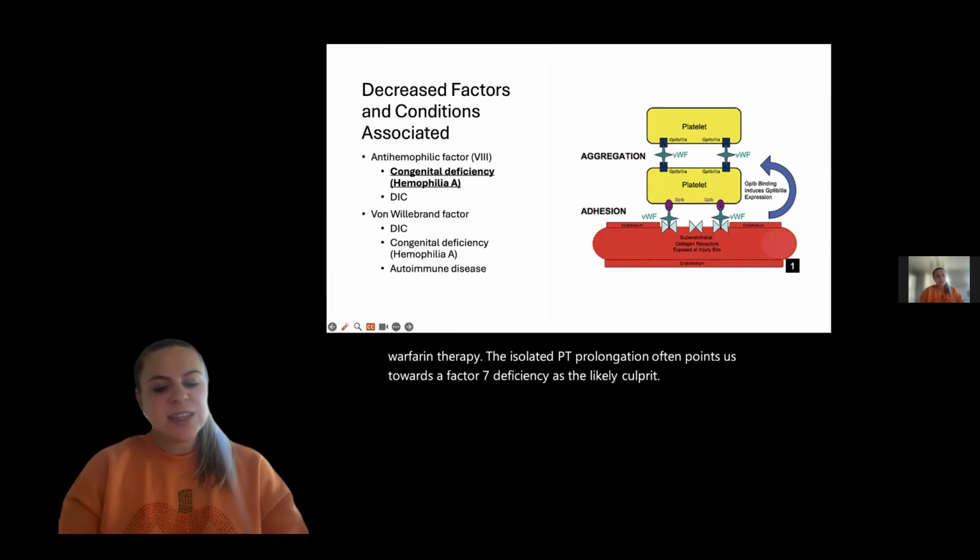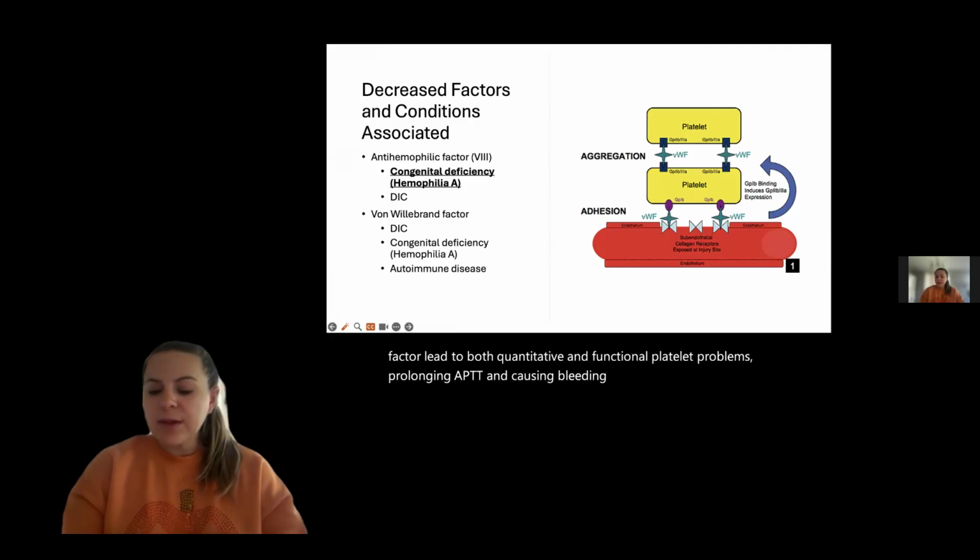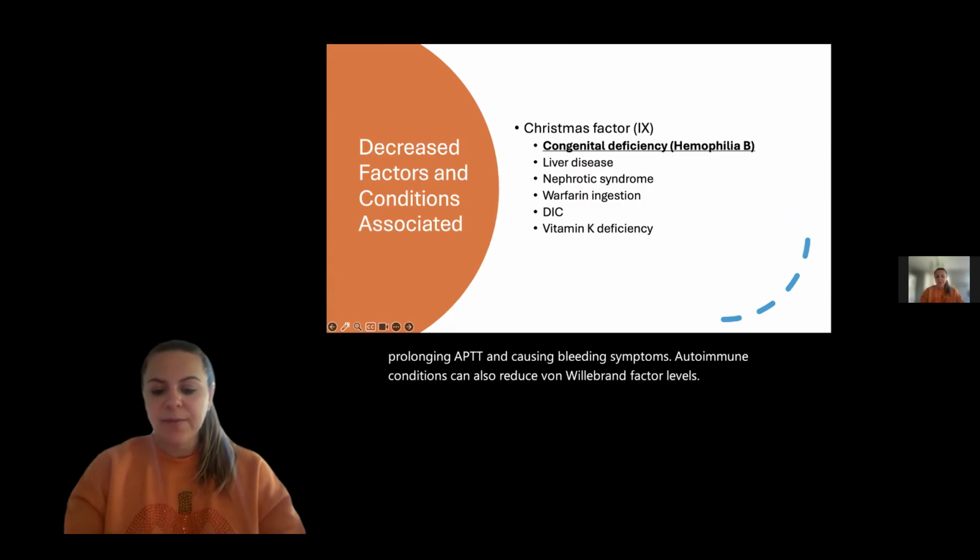Now, factor 8 deficiency is the hallmark of hemophilia A, a congenital bleeding disorder. It also can be decreased in disseminated intravascular coagulation. And von Willebrand factor is closely linked since it helps to stabilize factor 8. Deficiencies in von Willebrand factor lead to both quantitative and functional platelet problems, prolonging APTT and causing bleeding symptoms. Autoimmune conditions can also reduce von Willebrand factor levels.